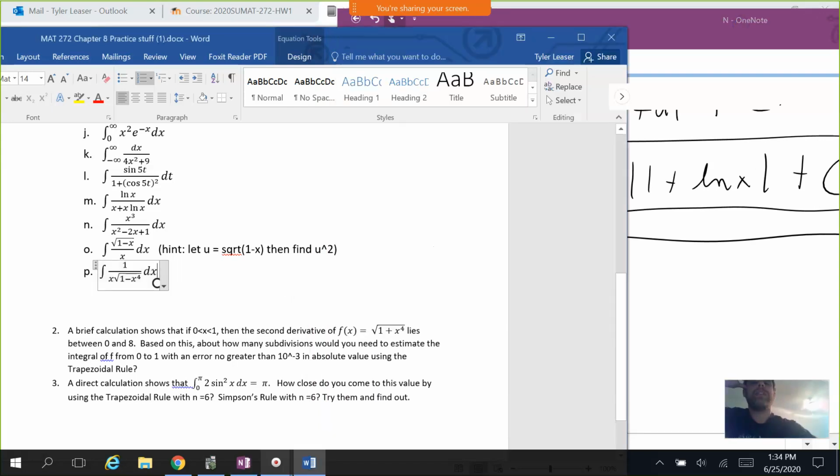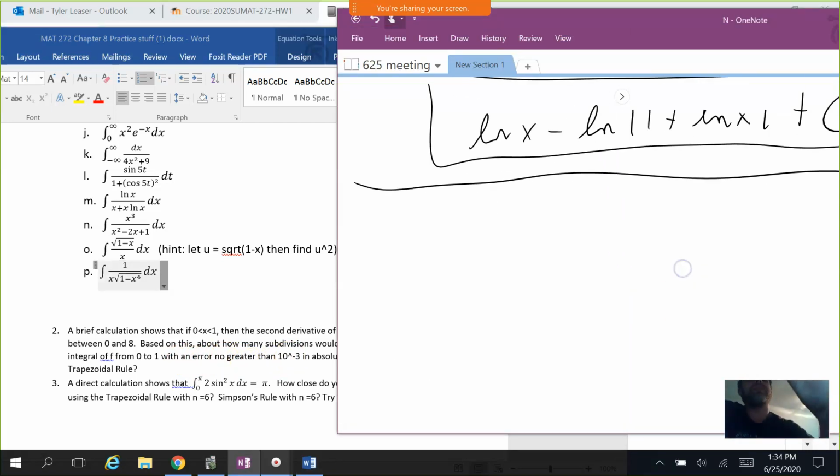So I'll read through it. For 2 down here, a brief calculation shows that if 0 is less than x is less than 1, then the second derivative of f of x, square root of 1 plus x to the 4th, lies between 0 and 8. Based on this, about how many subdivisions would you need to estimate the integral of f from 0 to 1 with an error no greater than 10 to the negative 3 in absolute value using the trapezoid rule?